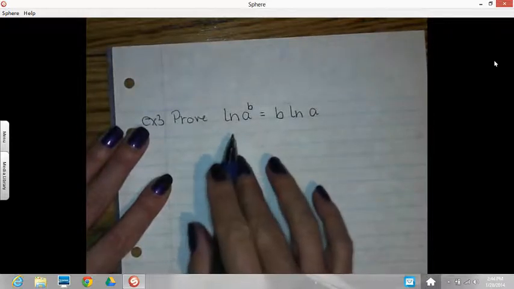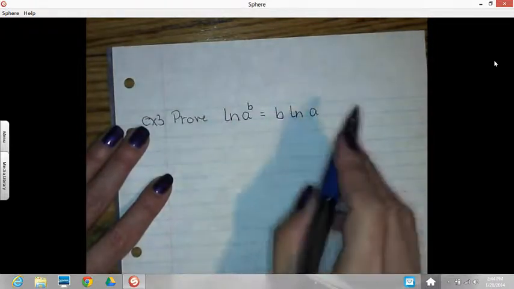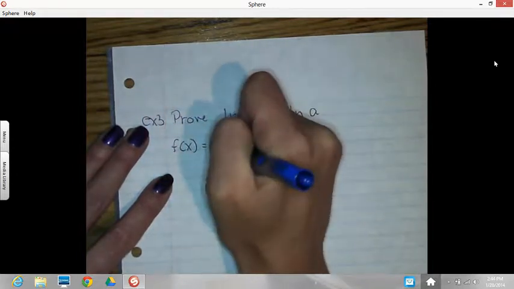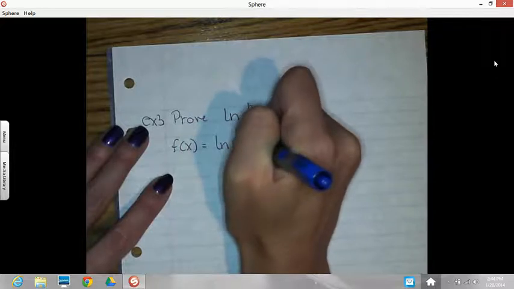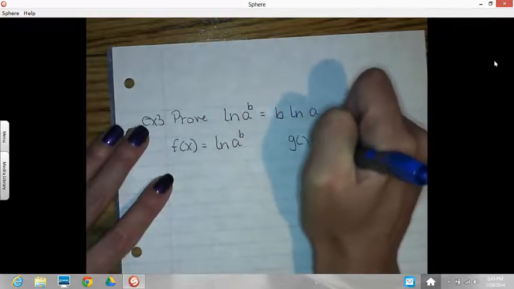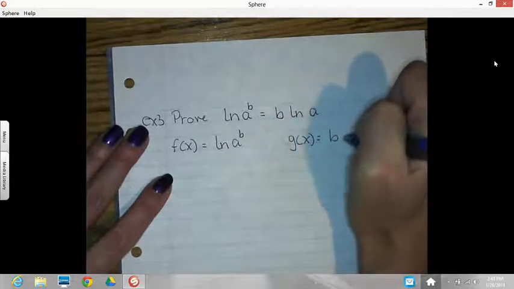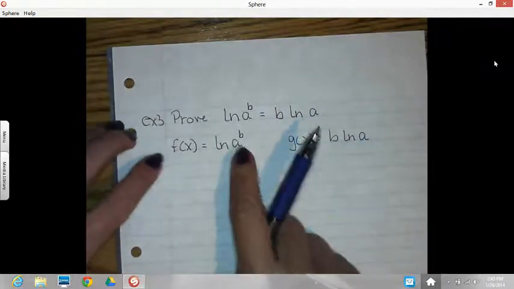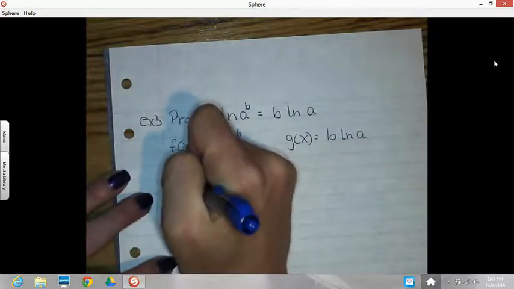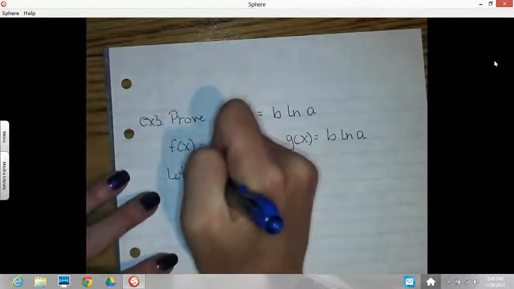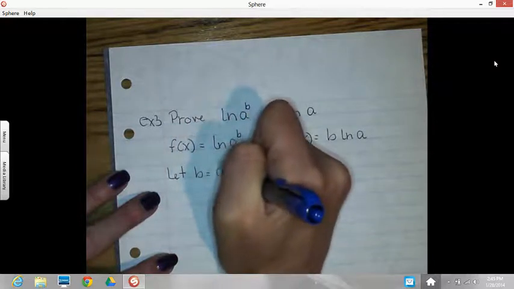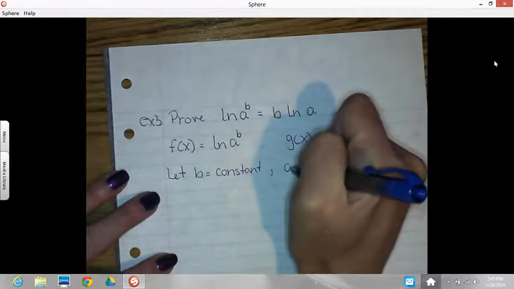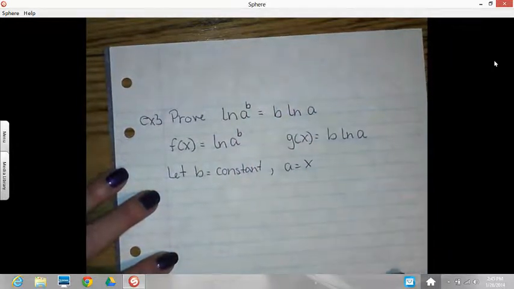So again, first thing we do is identify each side as a separate function. F of x is going to equal the natural log of a to the b. G of x is going to equal b times natural log of a. Again, a little premature because I don't have any x's in here, but we're going to do that now. We are going to let b be the constant. So treat it as a number. We're going to let a equal the x so that I get a function in terms of x.